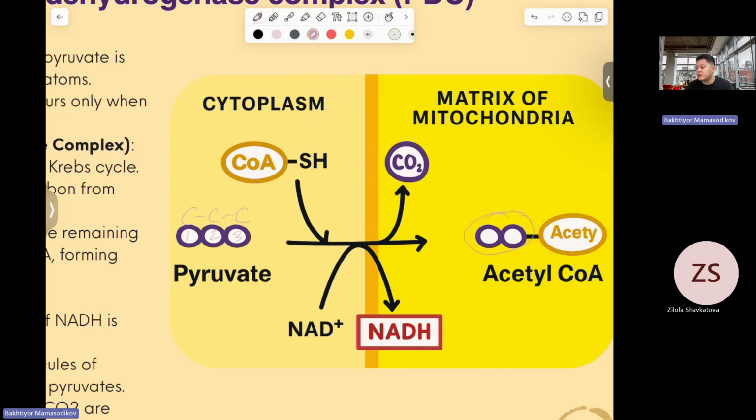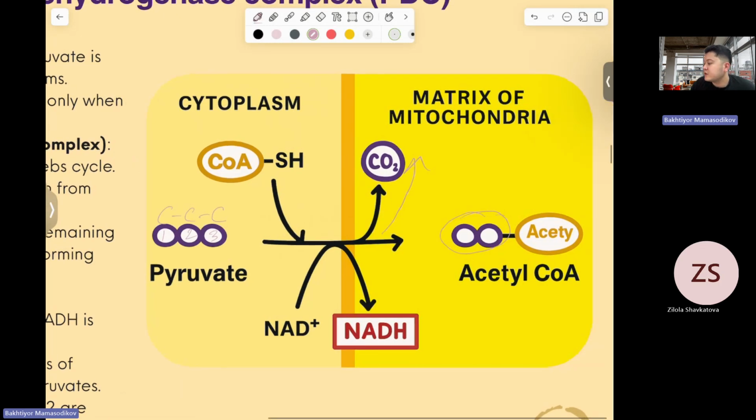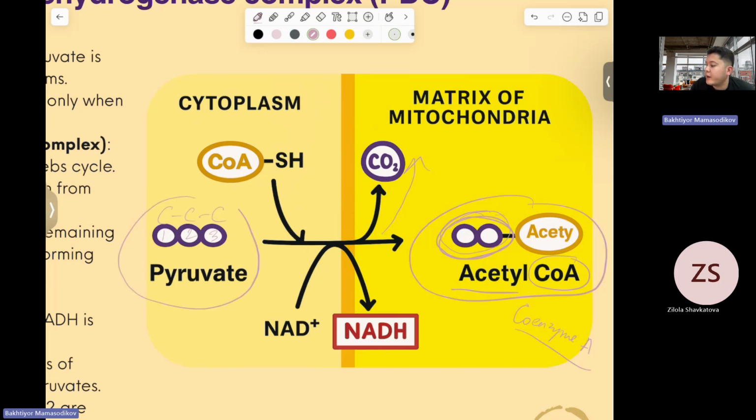At the end, we are getting the acetyl-CoA. I am removing 1 carbon, and it is going outside as carbon dioxide. The remaining 2 carbon unit is attached to the coenzyme A, okay? The 2 carbon unit is called acetyl, and it's becoming acetyl-CoA. So from pyruvate, I am making the acetyl-CoA molecule, okay?